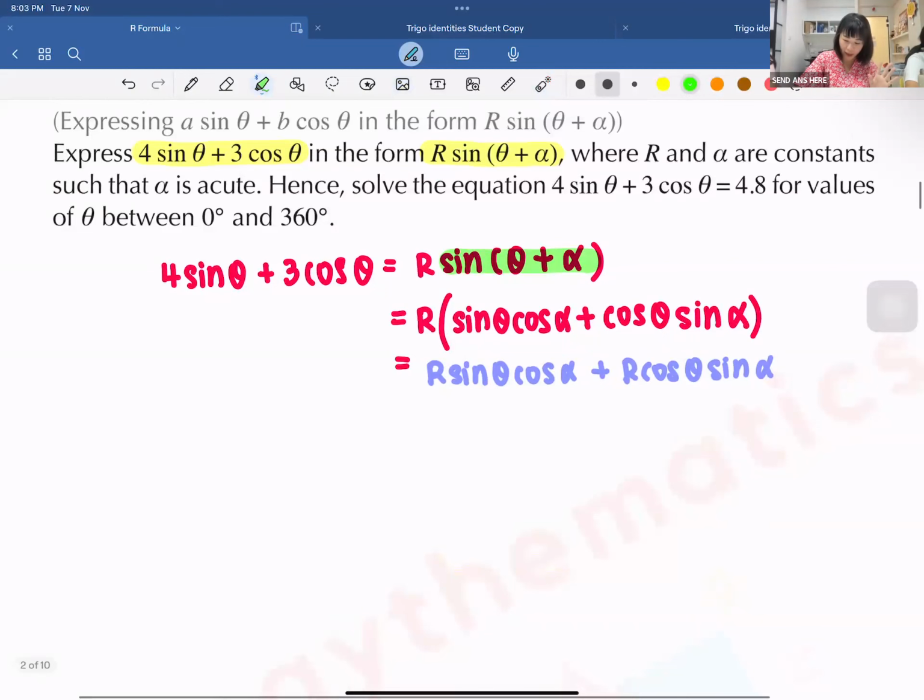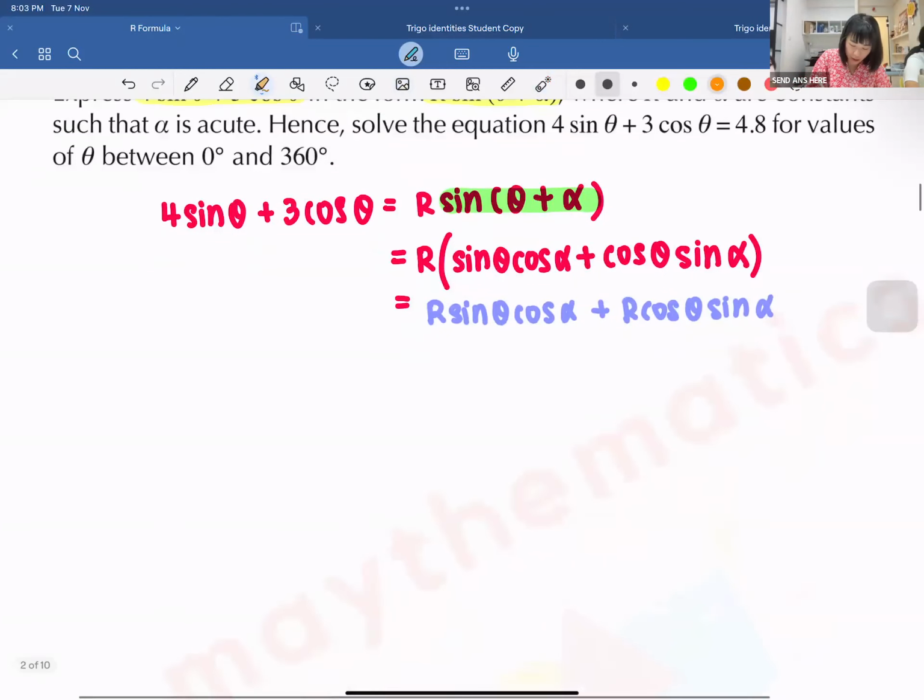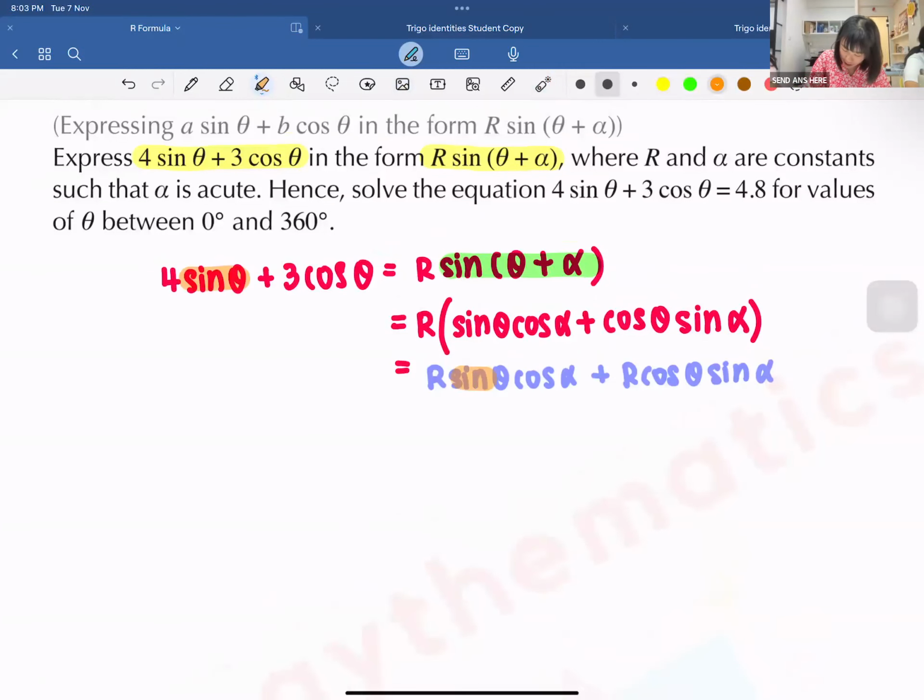Now I want you to compare. Do you see sine theta here? Do you see sine theta here, guys? So if that is sine theta, can you see the 4? That 4 must be equal to R cosine alpha. Understand? You compare left hand side with right hand side. I repeat again.